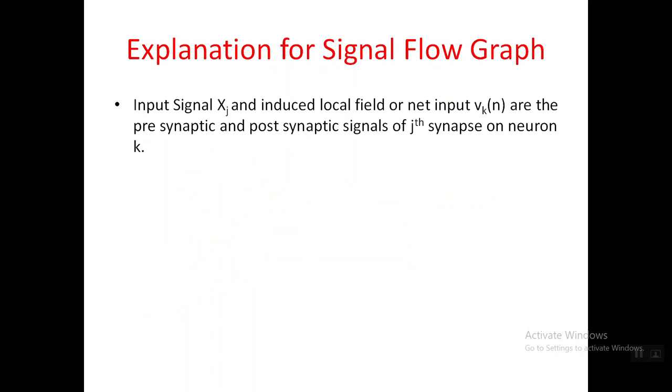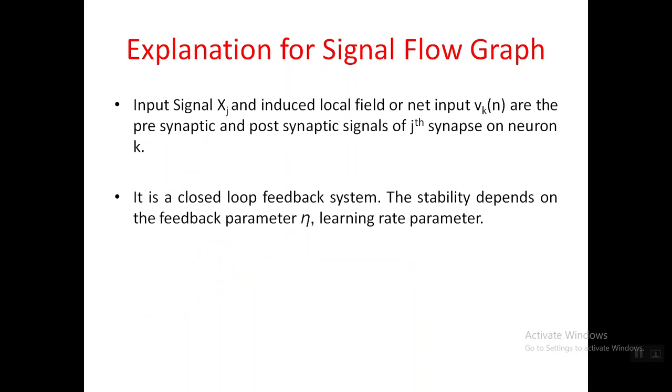Now let us discuss this one. These two are the presynaptic and postsynaptic signals of the jth synapse on neuron k. And this is a closed loop feedback system, and the stability depends on the feedback parameter eta. This is a learning rate parameter, and this parameter is very important. If you are unable to take the perfect value of this, instead of converging the system, you are making it diverge. That means your system never comes to an end, your error keeps on increasing, and it is never minimized. Those problems will be there. So be careful while selecting the learning rate eta.